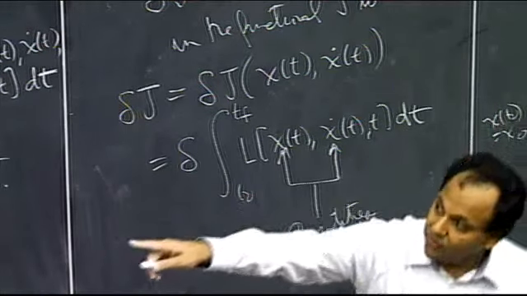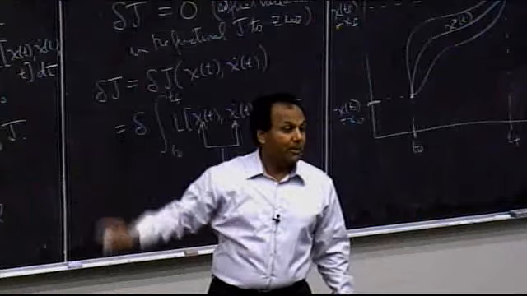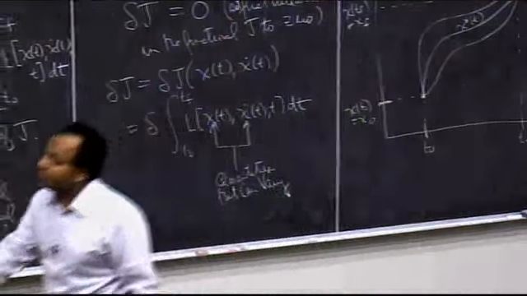Clearly, if I keep plugging in different functions over there, I'm going to get different numbers, right? And there's going to be some function that's going to wind up giving me the smallest number possible. In this case, it should be pretty obvious. What is that function that minimizes this integral?